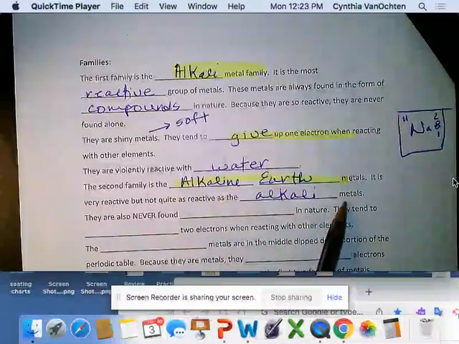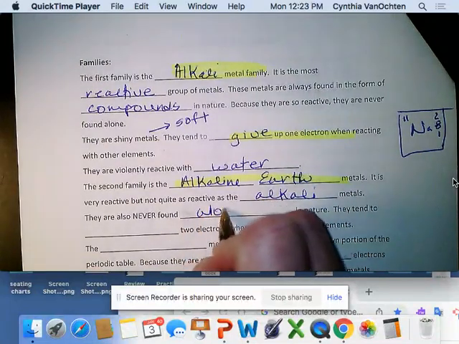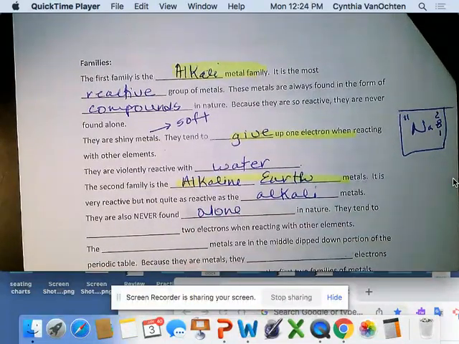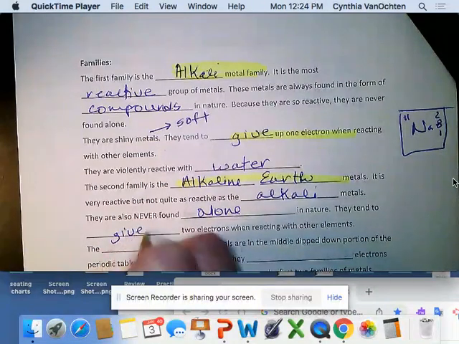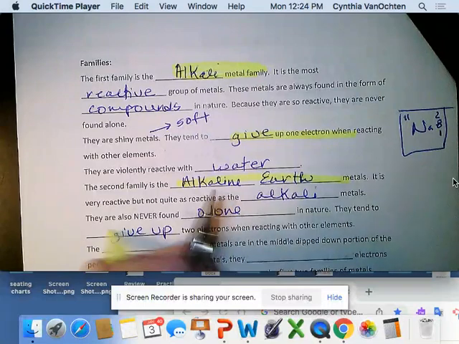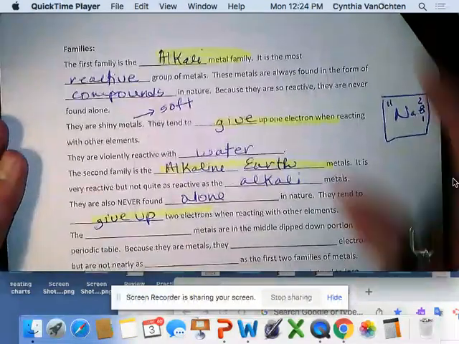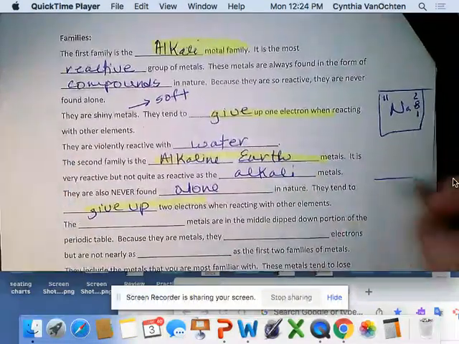So the alkaline earth metals are a little less reactive than the alkali metals. They are also never found alone in nature. They tend to give up 2 electrons because remember, when they give up 2, what's revealed is the next level is going to have 8 or be full, and so it'll be non-reactive.